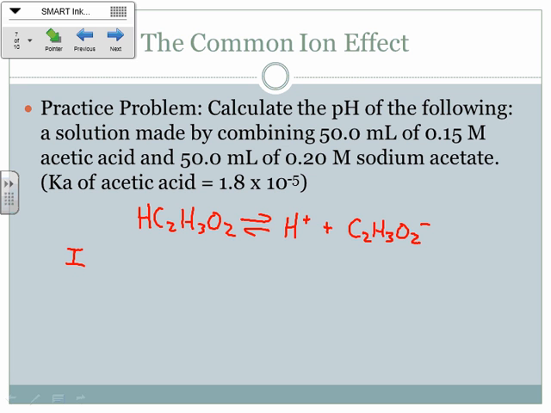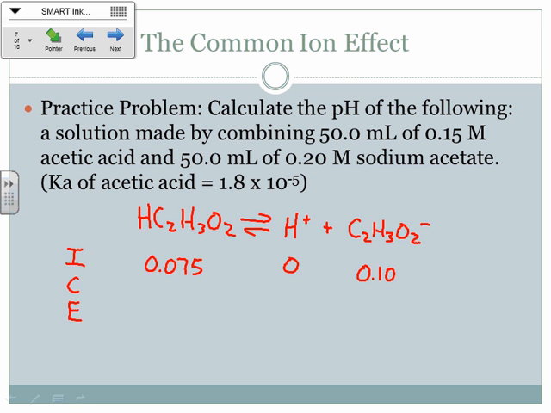Okay, and then when we make our ice table, the only thing you have to be careful of here is when you're plugging in your concentrations, they need to be half of what is given to you. Okay, so 0.15 divided by 2 would be 0.075. That's the acetic acid concentration. H plus, again, we're still going to assume is 0. And we've got 0.2 molar sodium acetate that's going to be 0.10 molar once we double the volume of the solution. Okay. If that's not clear to you, then just plug these both into M1 V1 equals M2 V2.